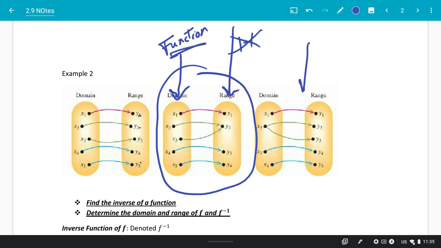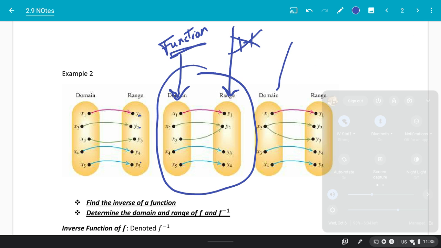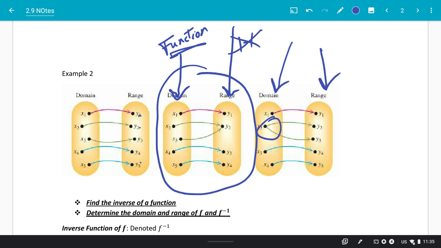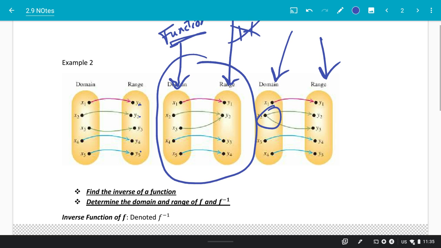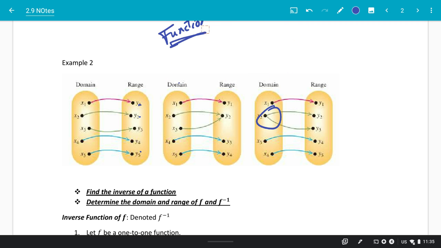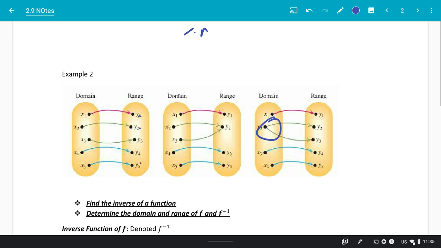How about this last one? Is it a function? No, because this one has two outputs. But is it 1-to-1? Yes. See the difference? All right. Any questions on what a 1-to-1 function is? Each output has exactly one input.